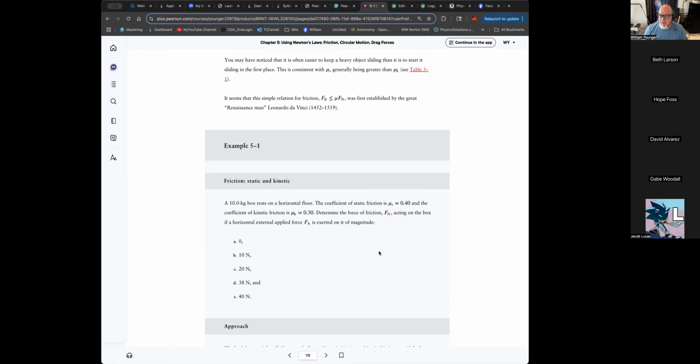This is really a good problem because it expresses exactly the points that I've been trying to make with this. So example 1, what I'm going to do with this example is we know the mass is 10.0 kilograms.